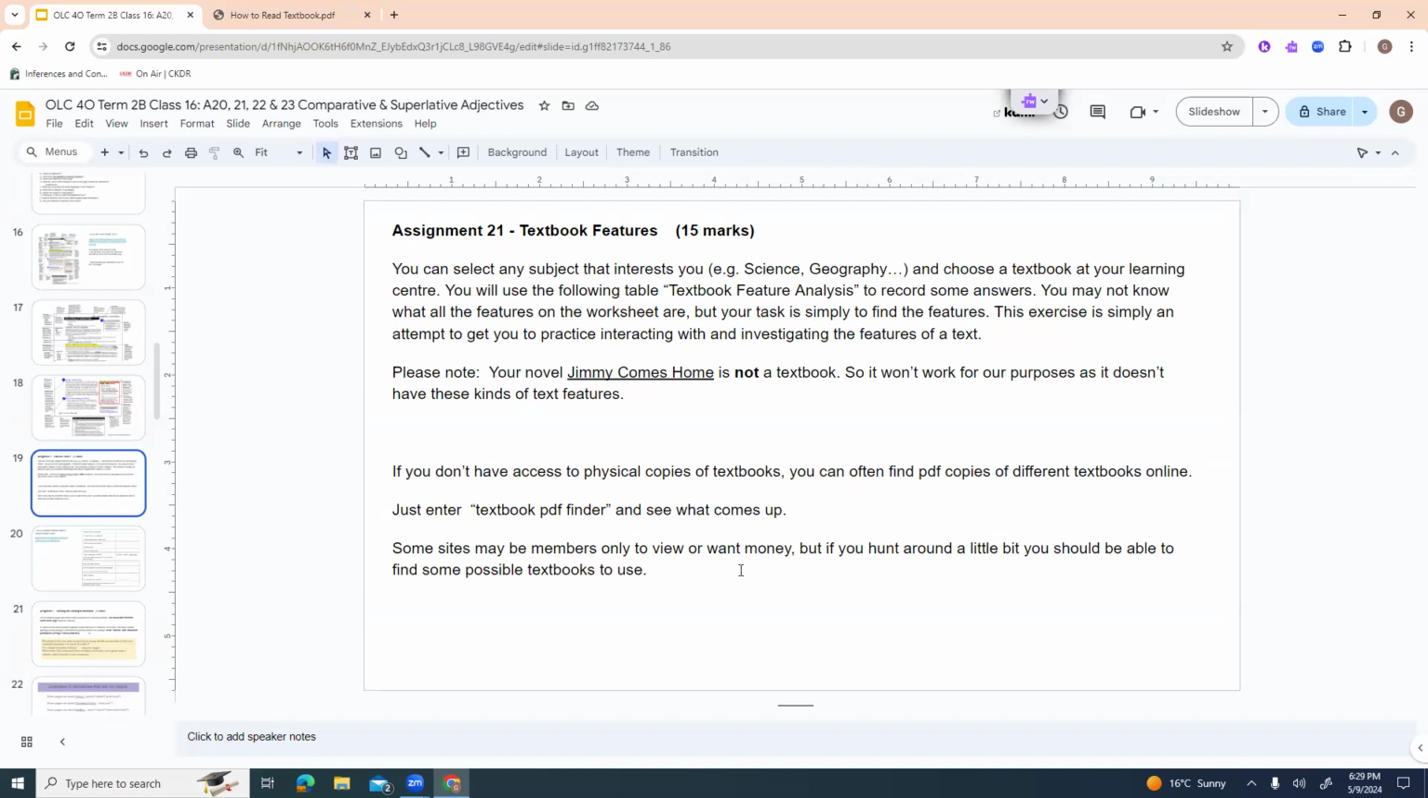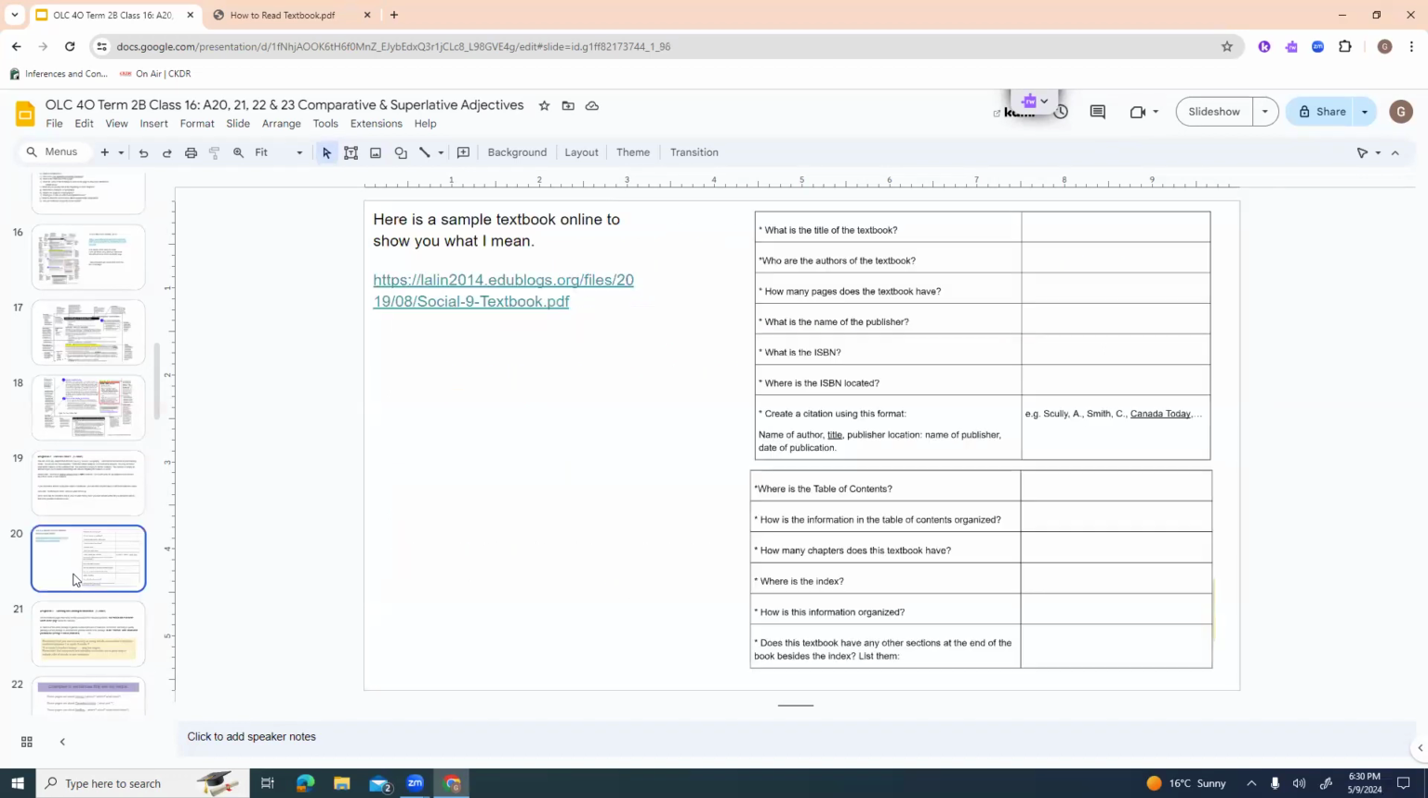You can enter textbook PDF finder. You can also go to a publisher's site like Pearson, for example, which is a Canadian publisher. And a lot of times they may have textbooks available for viewing there. There are some that want money, but there's lots of free ones too. Hang on a sec. Okay, so I grabbed one online and I'll show you that in a minute.